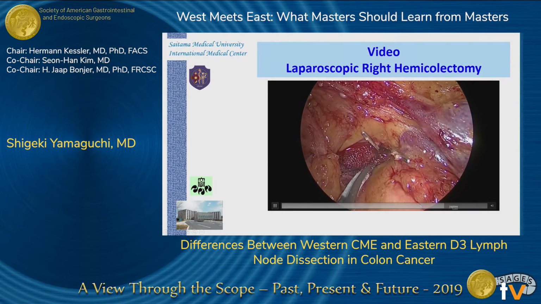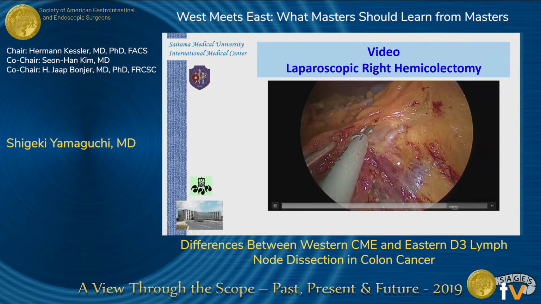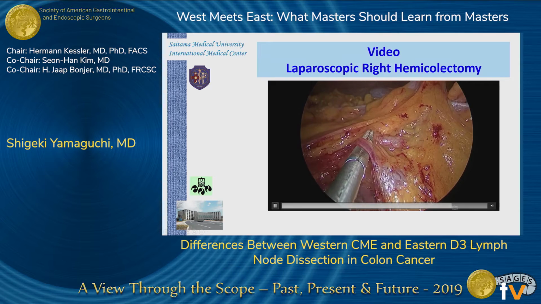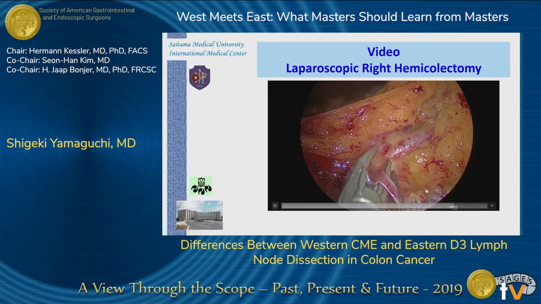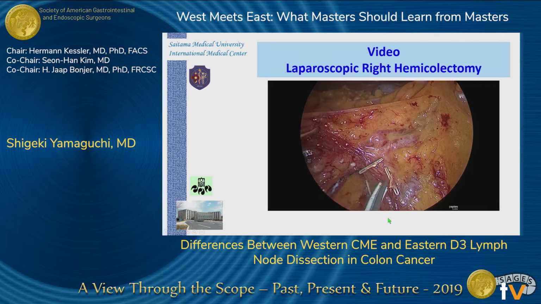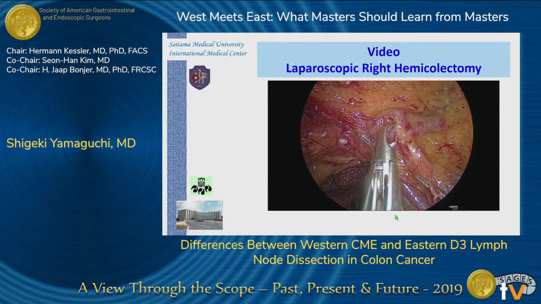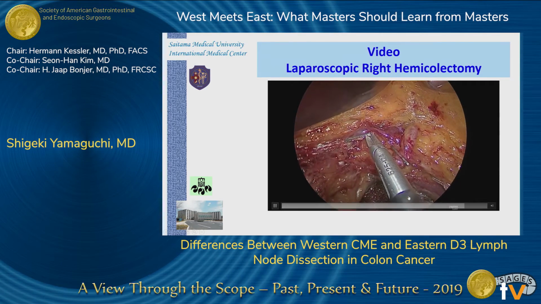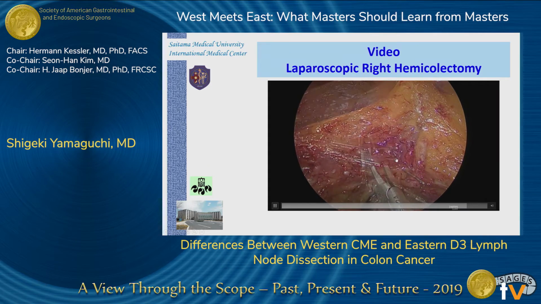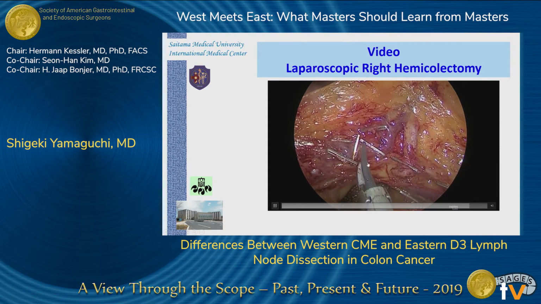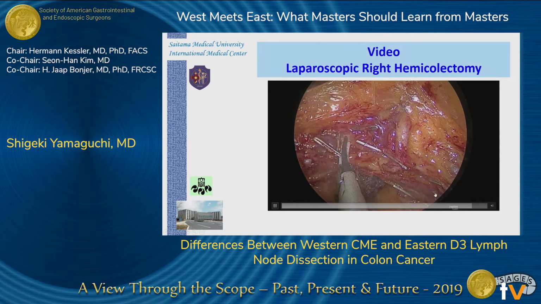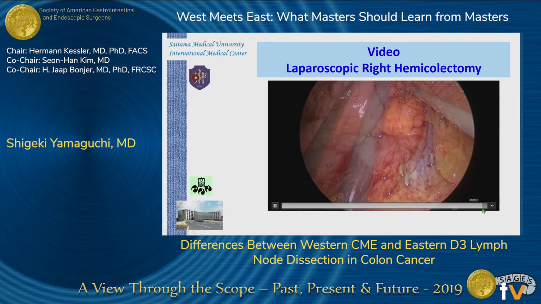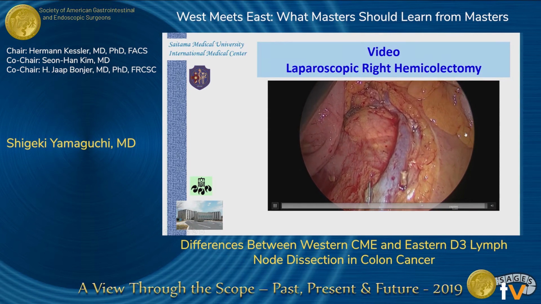Below this part is the gastrocolic trunk and the gastroepiploic vein. I just divide the accessory right colic vein. Then I preserve the left branch of the middle colic artery and vein. I divide the right branch of the middle colic vein and also divide the artery. And there is one branch from the other side, so I divide the vein. That's it. Then after anastomosis, this is the final view of the lymph node dissection.